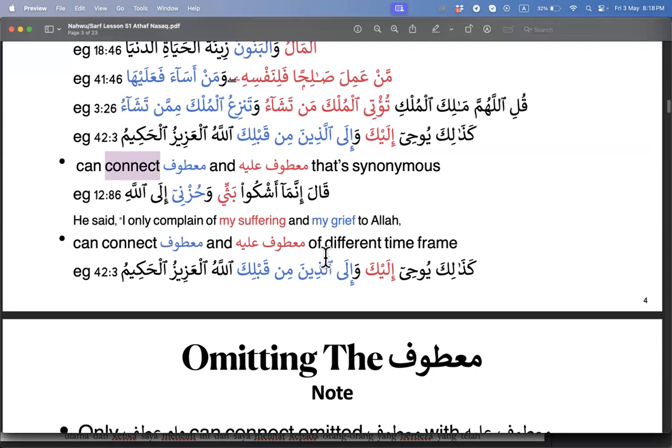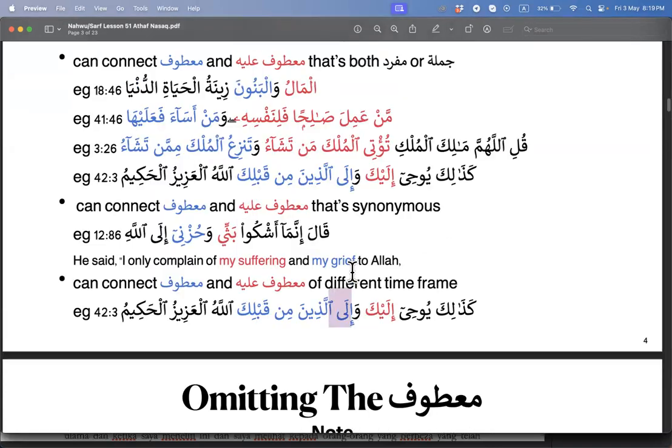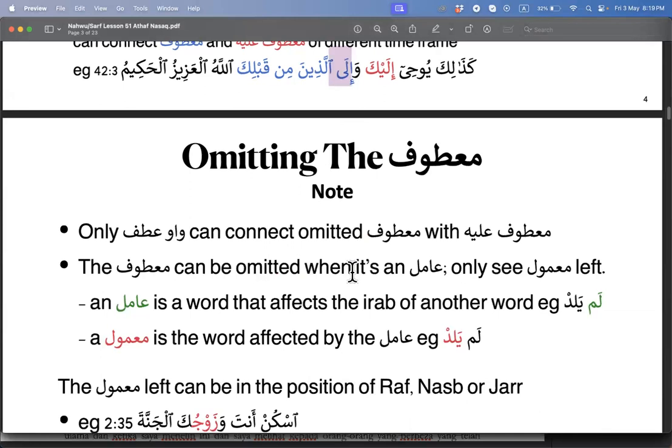And of course this one is basically the same. But the point here is, we have kadhalika yuhi ilaik, He revealed it to you, and then ilal ladhina min qablik, to those before you. So this is a different time frame. Obviously, when Allah is revealing the Quran to our Prophet, it is the present, and this is talking about the past. So wow can also connect different time frames. That's the point of this.